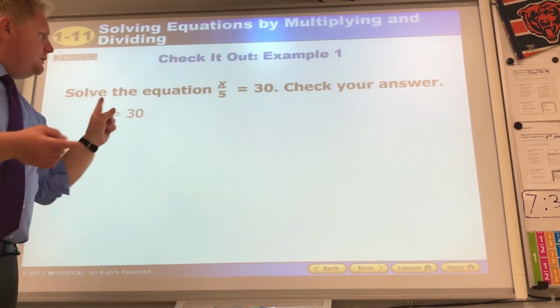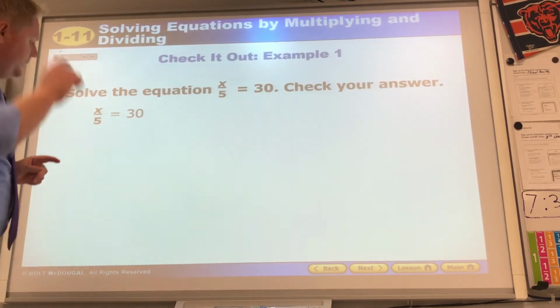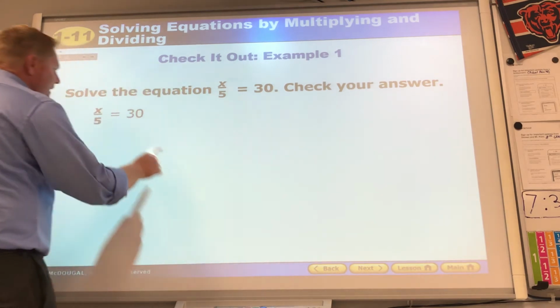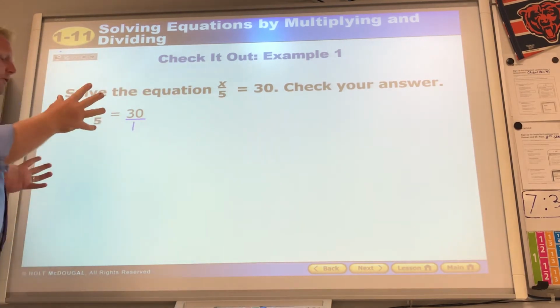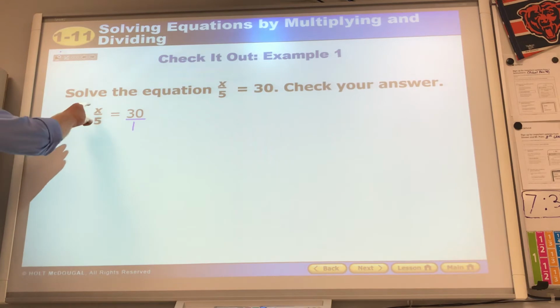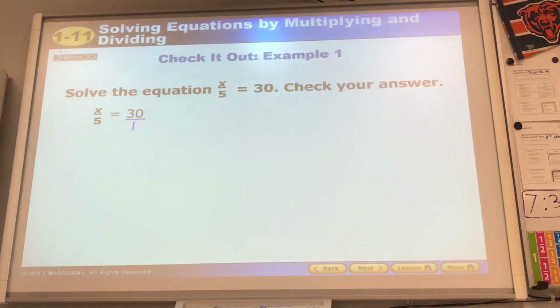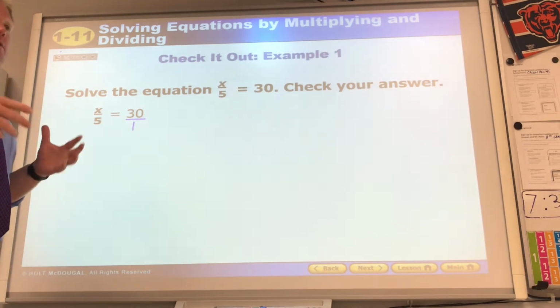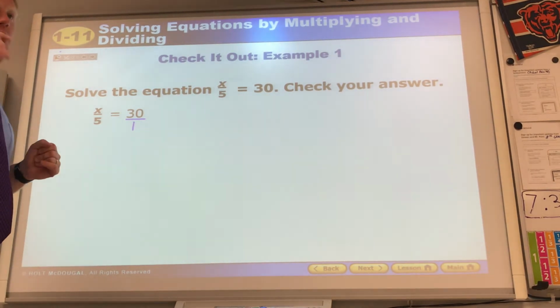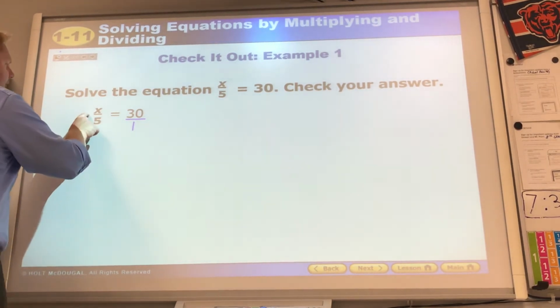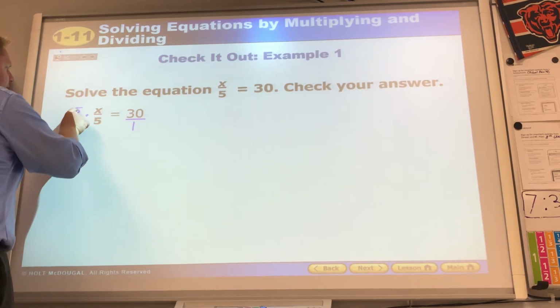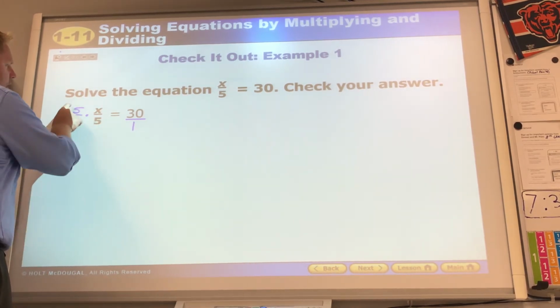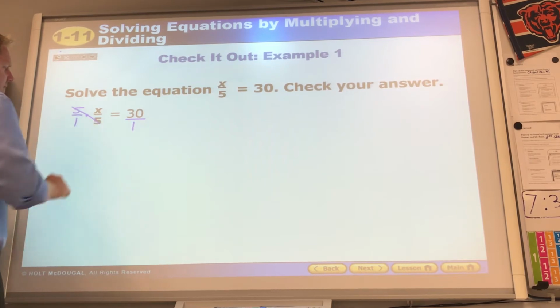Now, Emmett, make sure we get this one done. We want to try it out. So, we have x over 5. I like to put 30 over 1, just so they both have the variable. X divided by 5. Ava, if this is division by 5, we should use what to undo the division? Hopefully you said multiplication. And it is multiply by 5. Because then, 5 on top, 5 on bottom, they can cross out.